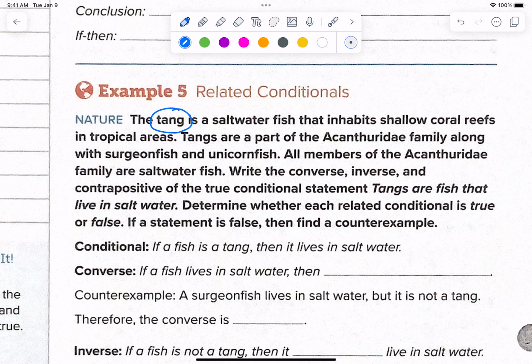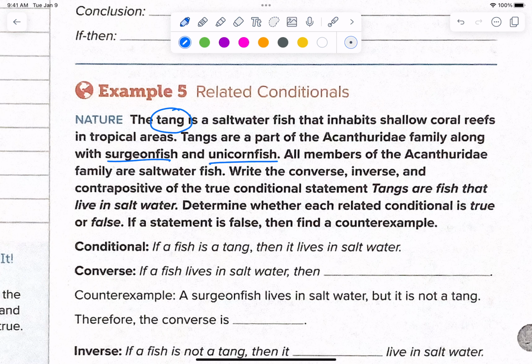Not a clue. Tang? The tang is a saltwater fish that inhabits shallow coral reefs in tropical areas. Tangs are a part of a particular family. Yeah, okay, that sounds familiar. Like a blue tang fish? Yeah, I know what you're talking about. Is Dory a blue tang fish? I think she is. Yeah. All right, so they're a part of a particular family along with surgeon fish and unicorn fish. All members of that family are saltwater fish.